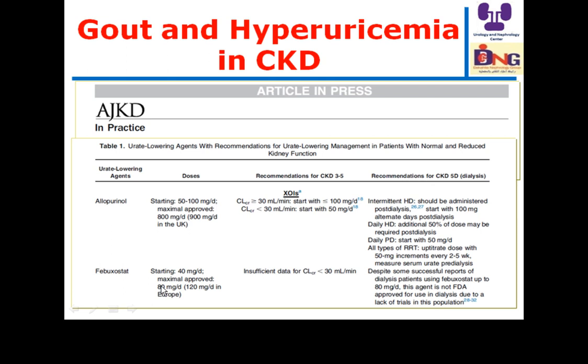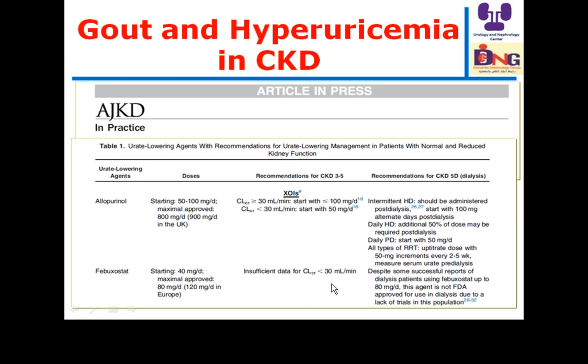For febuxostat, the classic is to start with 40 milligram, and the maximal approved is 80 milligram, and maybe 120 milligram in Europe. But in patients with stage 3 to 5 chronic kidney disease, there is insufficient data about the use of febuxostat in patients with creatinine clearance less than 30 milliliters per minute.